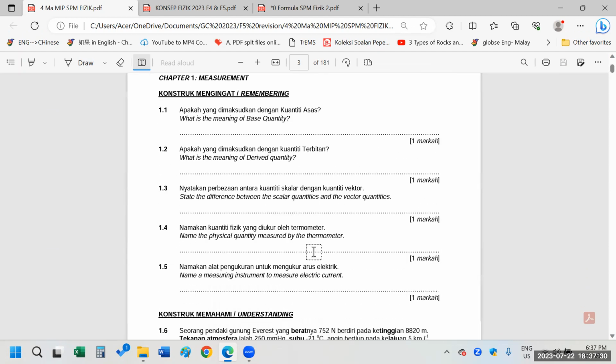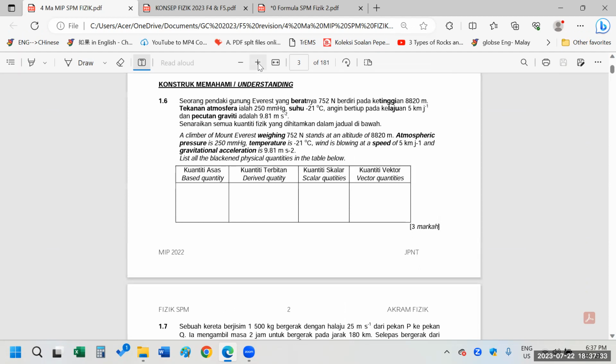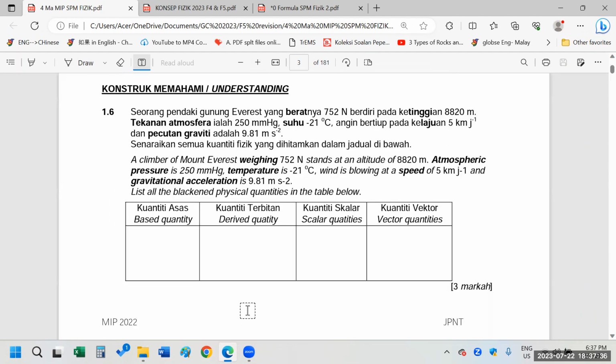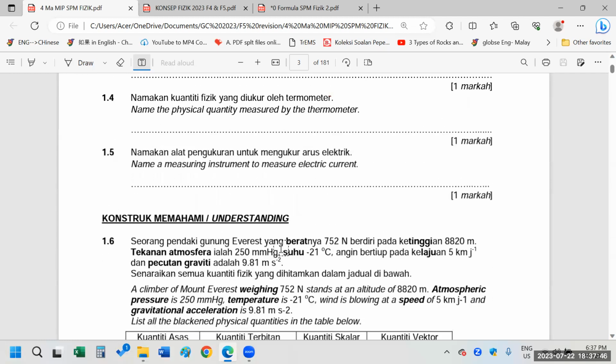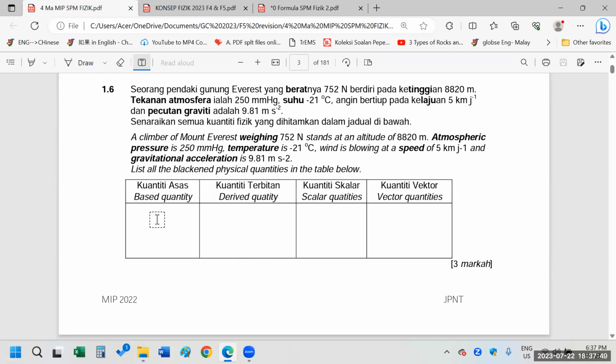Sorry, there is a lack of one question here. This one I think all of you can answer. For example, we look at page 1 down here. Weight is in Newton, which means it is a derived quantity. Weight, W-E-I-G-H-T. And at the same time, it has direction, so it is a vector quantity too.